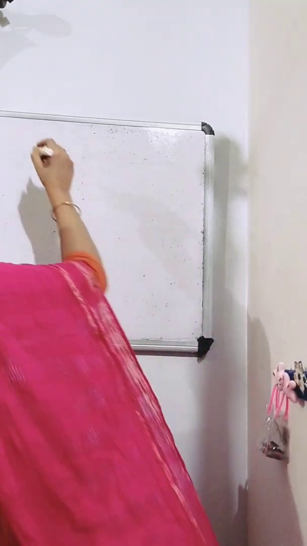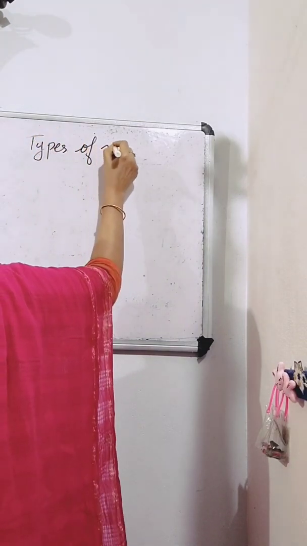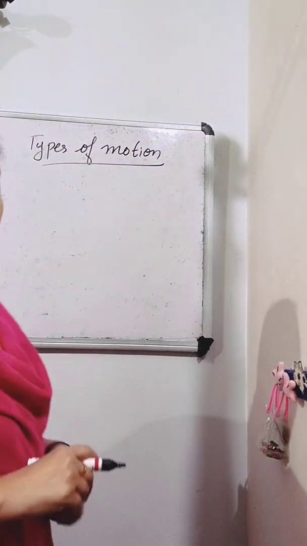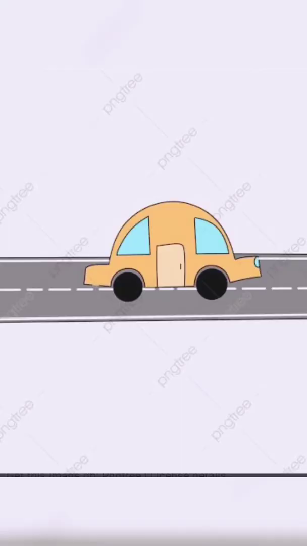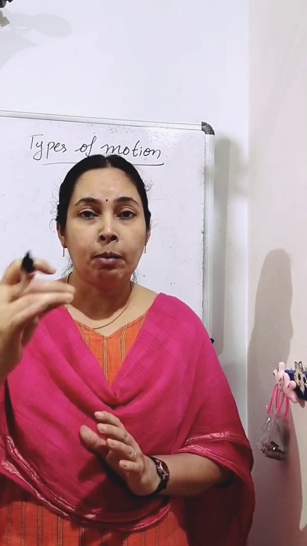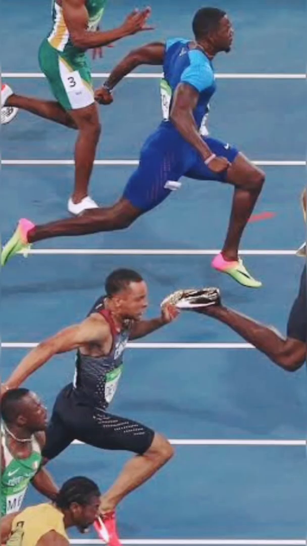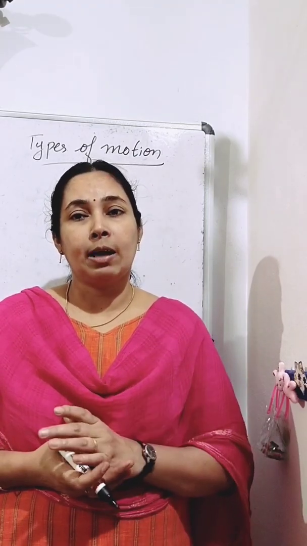Now we can look at some types of motion. So the next topic is types of motion. We can see various types of motion. For example, a car moving on a straight road, or soldiers moving in a march past, or sprinters in a 100-meter race. What kind of motion can you see in all these examples?